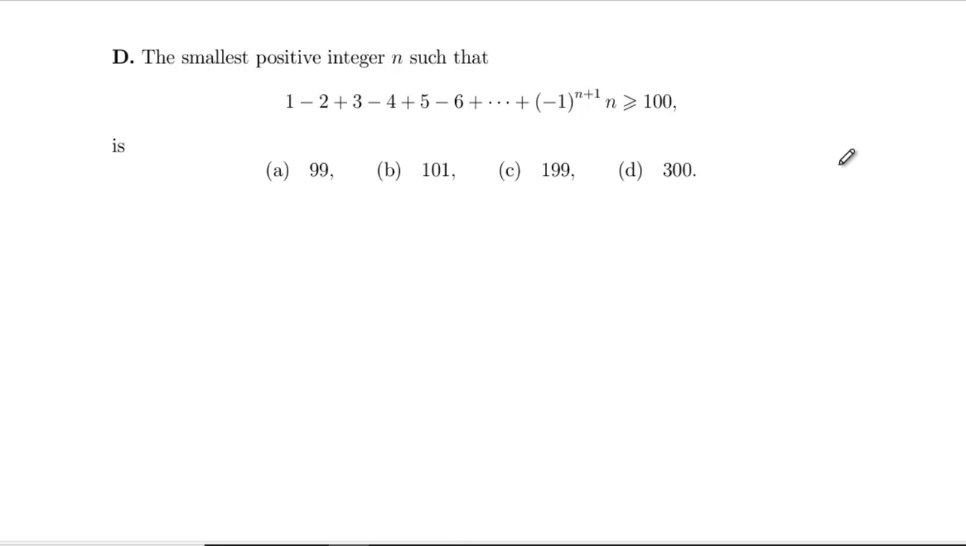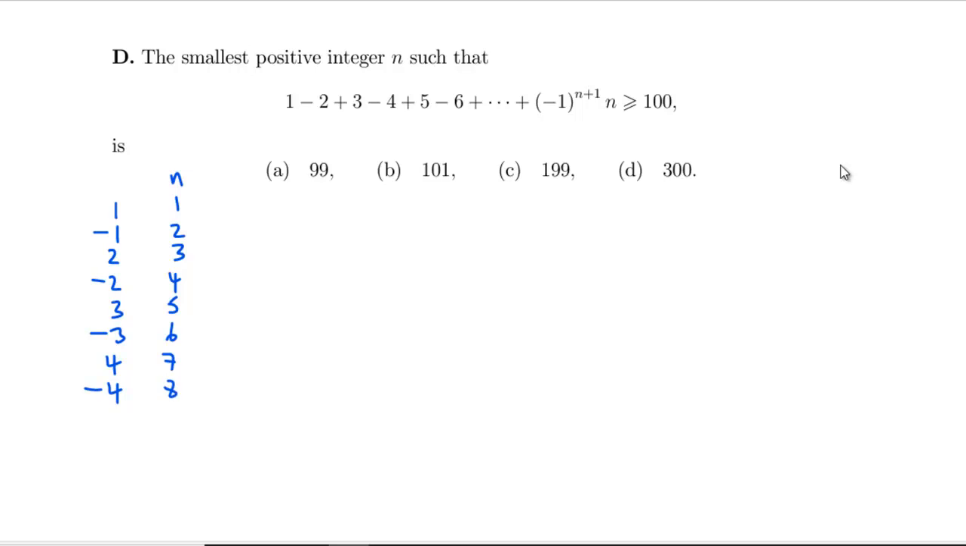D, smallest positive integer n, such that this sequence here is greater than or equal to 100. Right, okay, so we're going 1, and we're adding on the odd numbers, we're taking off the even numbers. So we're going to have an odd number in the sequence because we're going to be going 1 minus 1, then 2 minus 2, 3 minus 3, 4 minus 4. Okay, so that is for n is 1, 2, 3, 4, 5, 6, 7, 8, etc.